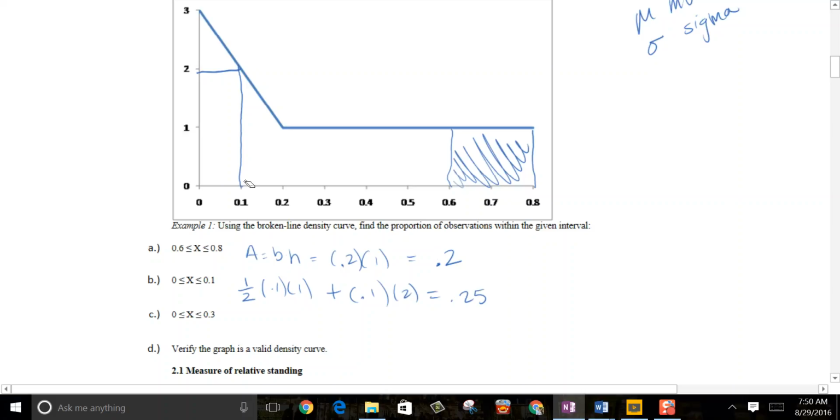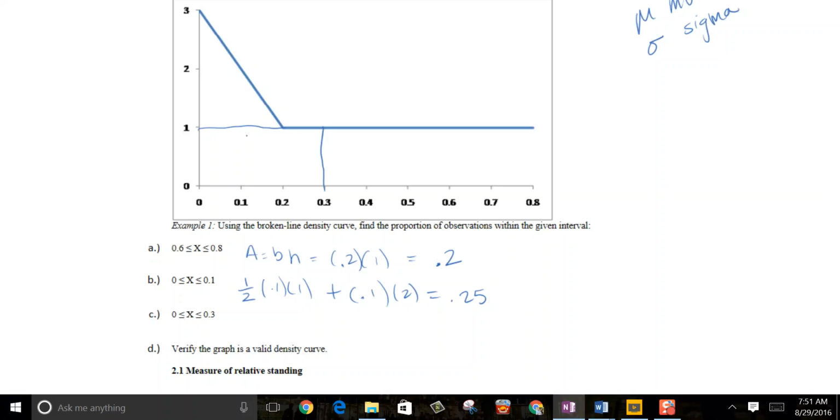Okay, I'm going to erase these marks on here so we can do the next one. So 0 to 0.3, there is a couple ways that you can solve this one. Okay. Again, you can break this up into, like I would break this up into one big triangle and a rectangle, and you can add those together. Okay, which is perfectly fine. So let's go ahead and do that.